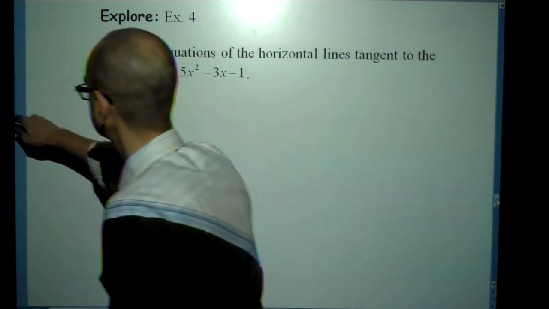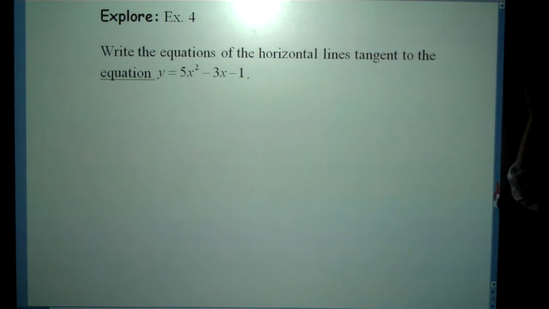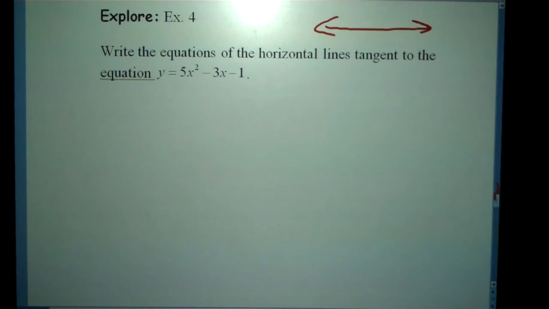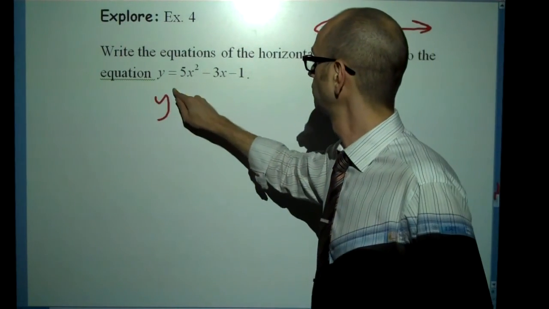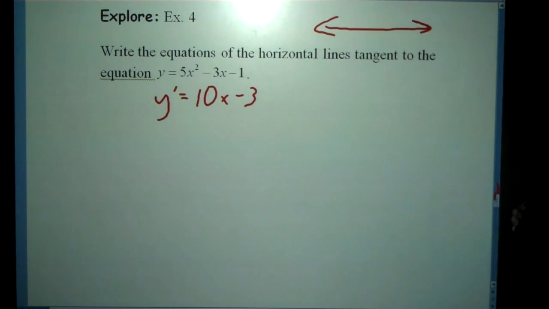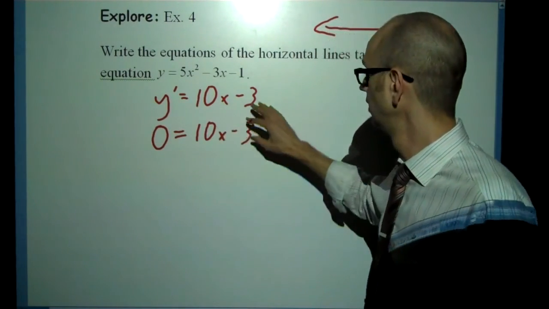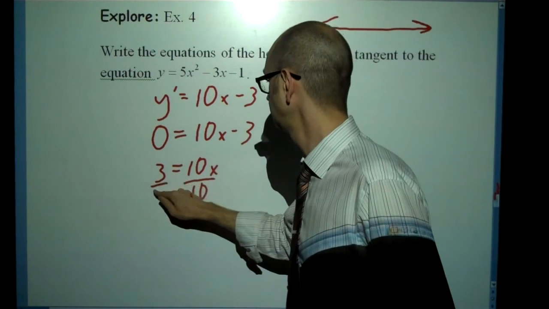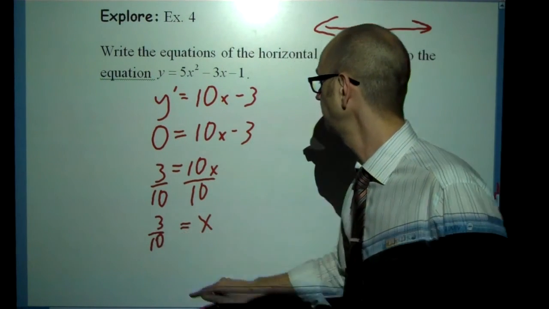All right, let's take a look at this one. Horizontal lines. What kind of slope do horizontal lines have? Well, a horizontal line has no slope, 0. How do I find the slope of an equation? I do the derivative. The derivative of this one is going to be equal to 10x minus 3. And I want the derivative, or the slope, to be equal to 0. So I set it equal to 0. 10x minus 3. Bring the 3 over to the other side. I've got 3 equals 10x. And so x must equal 3/10. So I have an x value of 3/10 here.